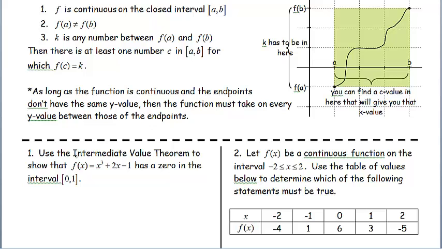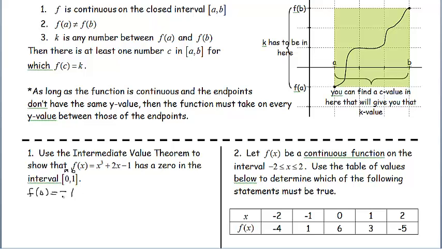All right, problem 1 says use the intermediate value theorem to show that this function has a 0 in the interval between 0 and 1. So this is our a and this is our b. Somewhere between the x value of 0 and the x value of 1, this function has to pass through the x-axis in order to have a 0. So all we have to do is show what the y values are at each of these x values. We're going to evaluate the function at 0. Plug in 0 everywhere you see x and you get -1.